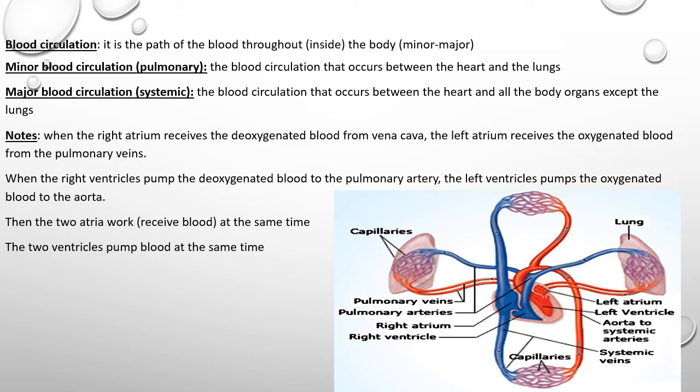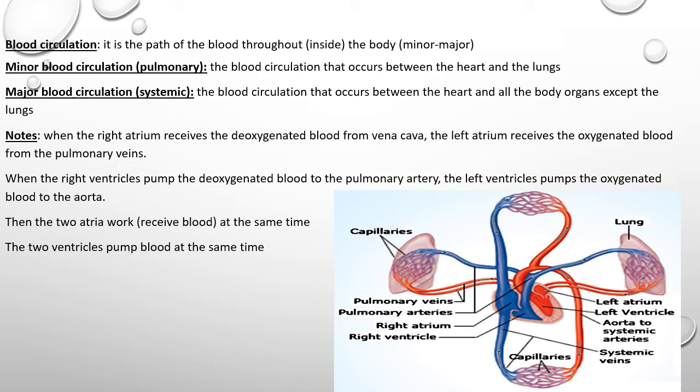To the lungs, it returns back when the exchange of oxygen with carbon dioxide happens in the lung, as the pulmonary vein, which carries oxygen to the left atrium. This is minor blood circulation.